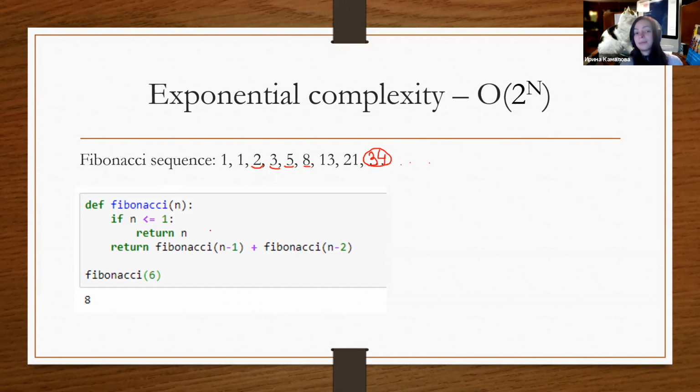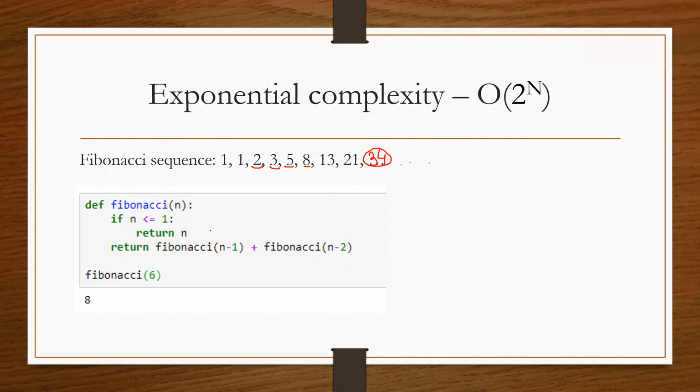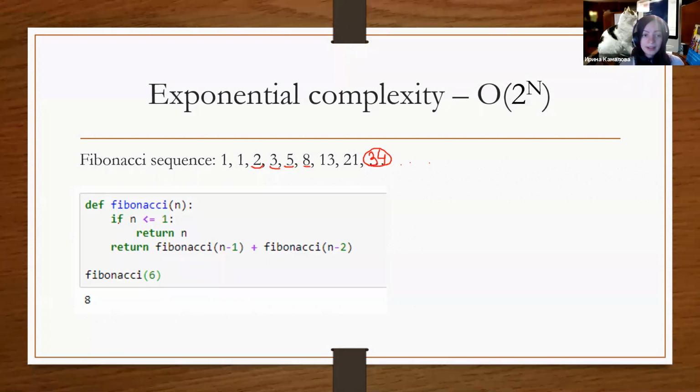How can we program it? Recursively, it's really easy because you just need to compute the two previous members of the Fibonacci sequence. So you go to the n minus 1 and n minus 2 members. Now let's look at how our program will execute it.